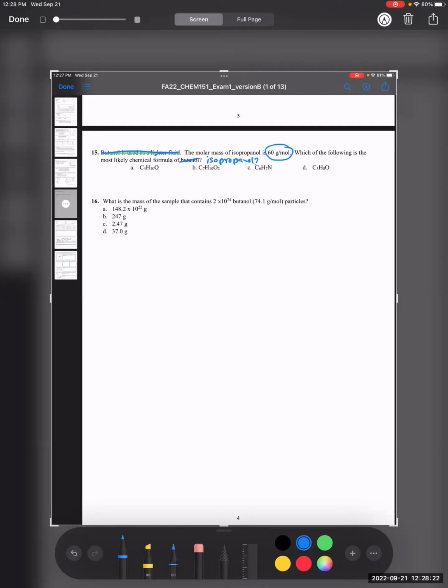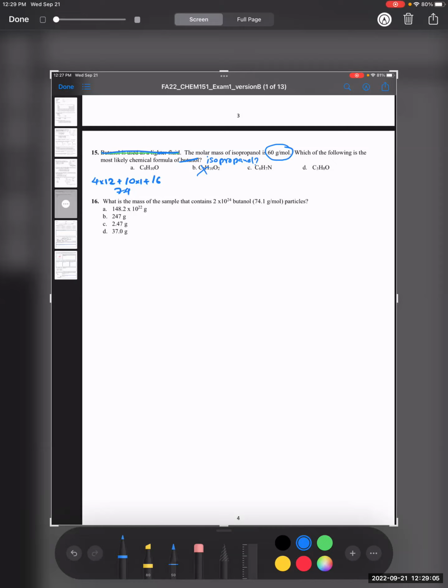That's the question. So what we need to do is determine which of these molecular formulas has a molar mass of 60 grams per mole. If you look at the first one, we have 4 carbons, that is 4 times 12 plus 10 times 1 plus 16. That is going to be 4 times 12 is 48. 48 plus 10 is 58. 58 plus 16 is 74. So this is out. And then C7H10O2 must be much greater than that. Therefore, that is out. Much greater than 74 even.